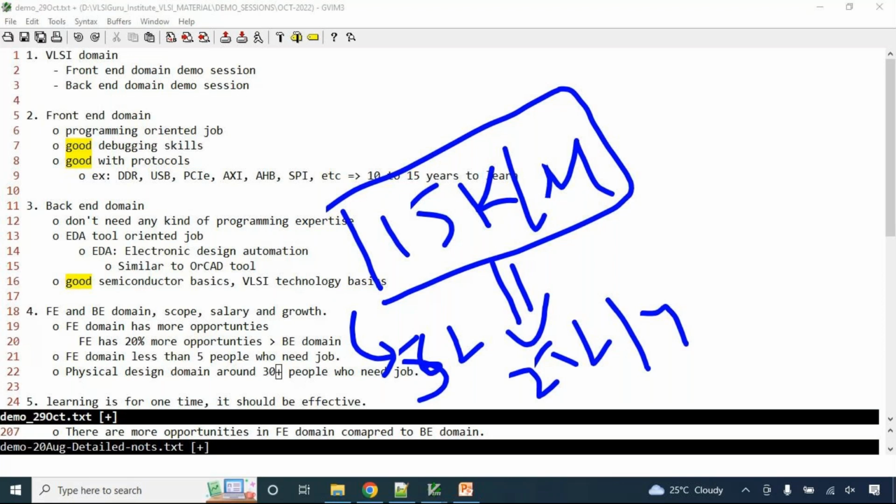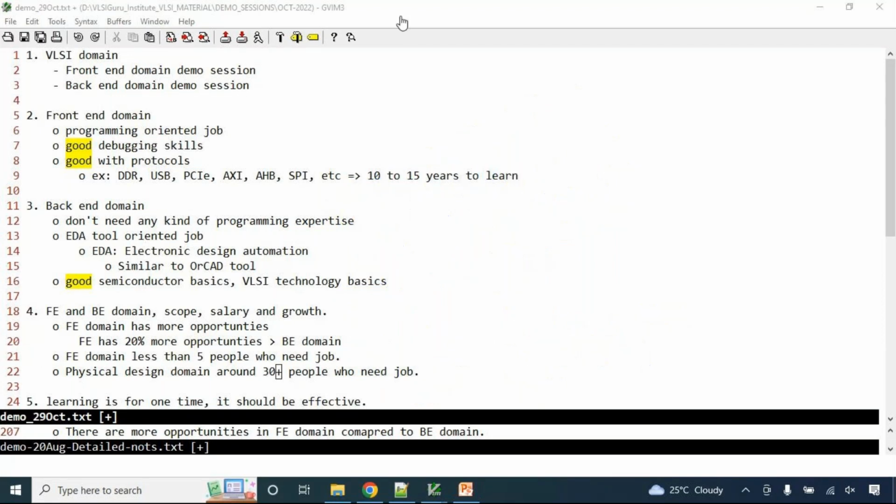Now the salary range can be anywhere from... We have seen people who are getting 15,000 per month. Then we had people who got 15 lakhs per annum also. That range is there. The average would be around 4 lakhs per annum.